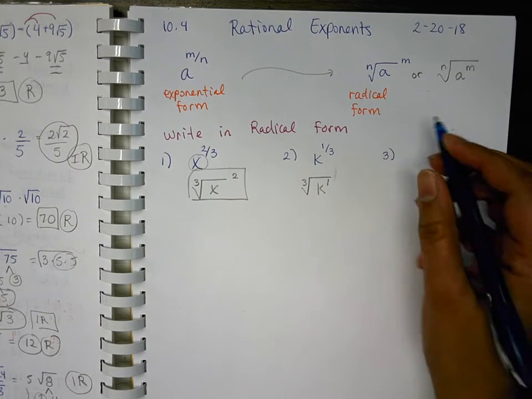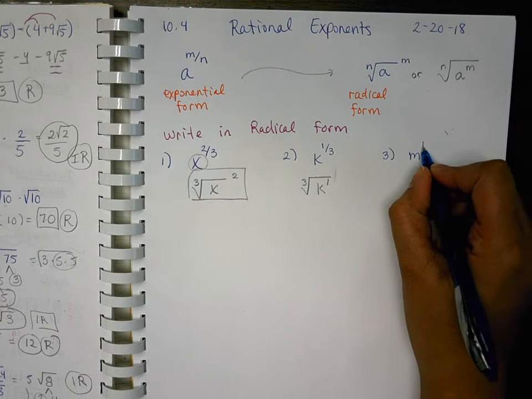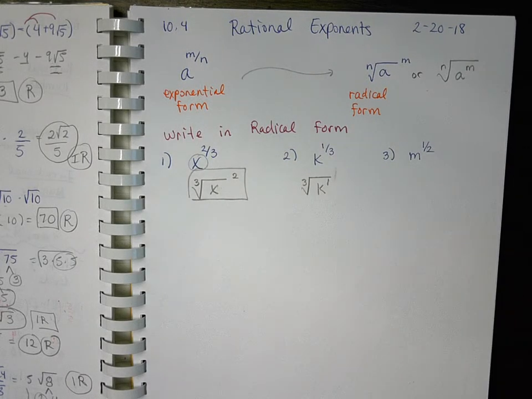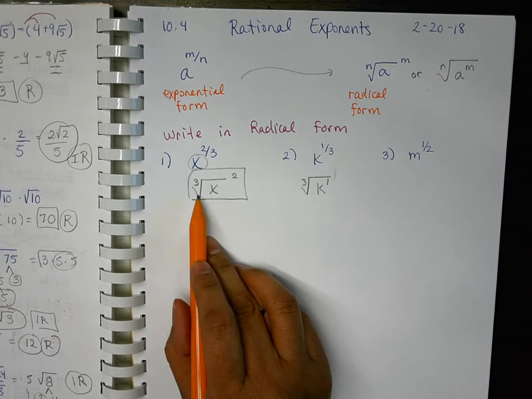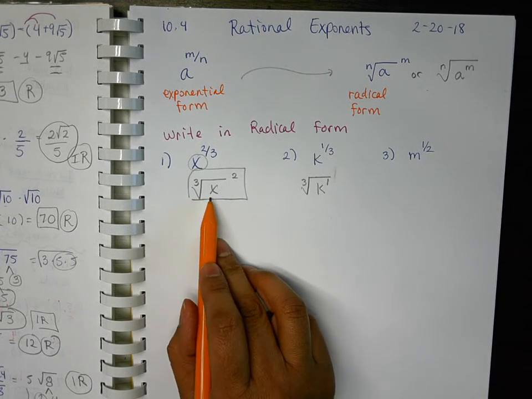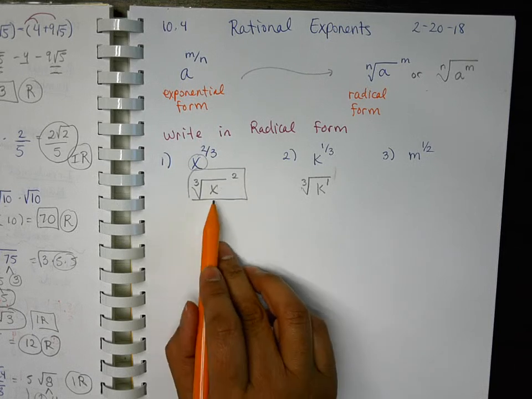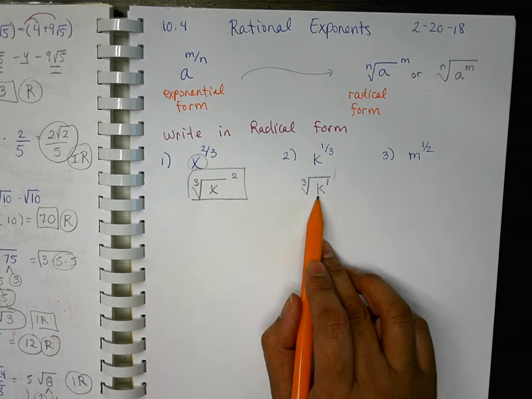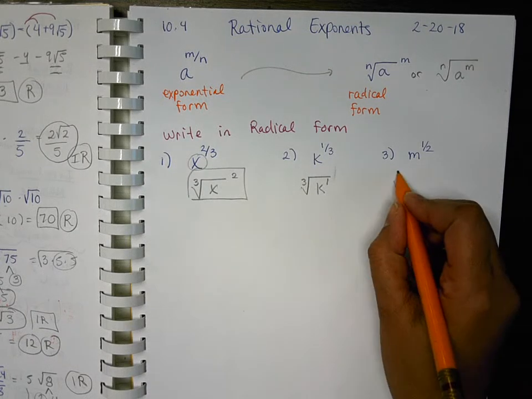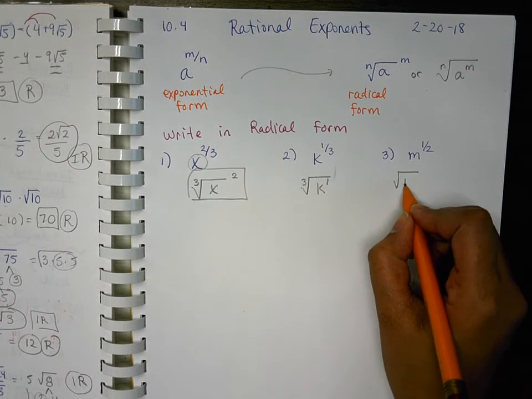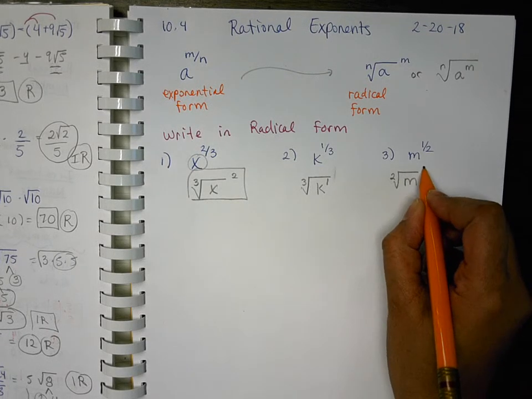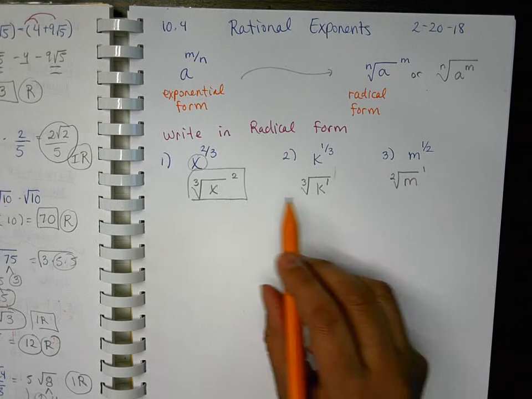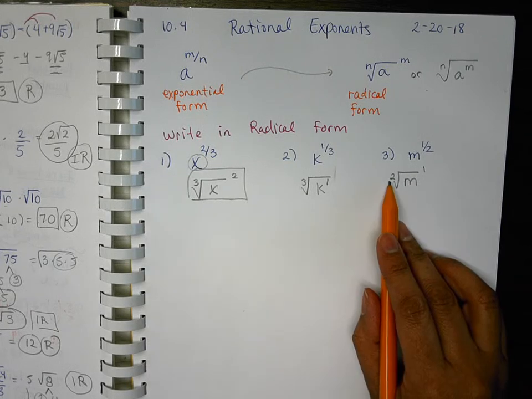Number 3, m raised to the 1/2. I'm going to read this one really quick. We'd say this: the cube root of x squared, or the third root of x squared. The cube root of k, or the third root of k. This one, when I change it, what goes on the inside? M. What goes out here? 2, and the power? 1. How would I read this one? If this one is the cube root, how would I read this one?